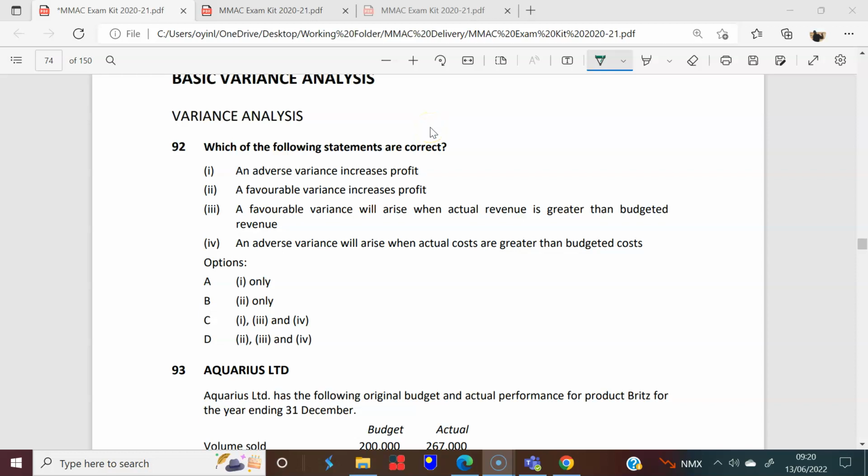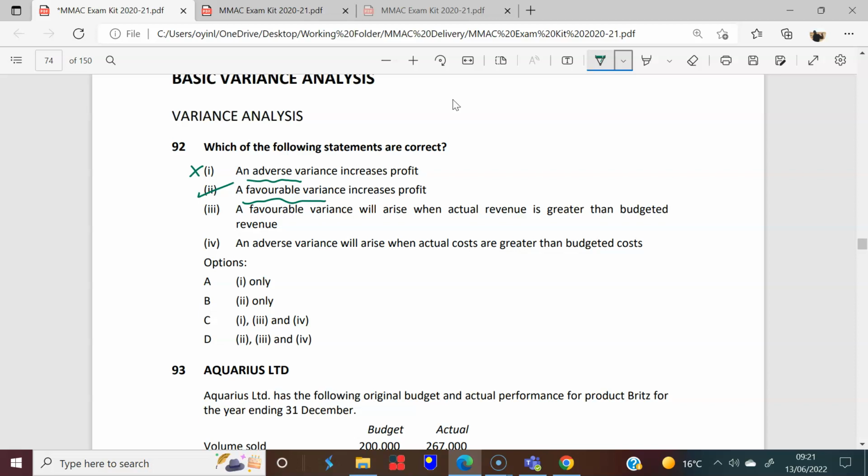Right, so we're looking at variance analysis, and this question says, which of the following statements are correct? So we know that variance is really about difference, isn't it? An adverse variance is not a good variance, where we have spent more than we should, and that will not increase profit. A favorable variance means that you have spent less than you should have, for example. This will increase profit, yes, it will.